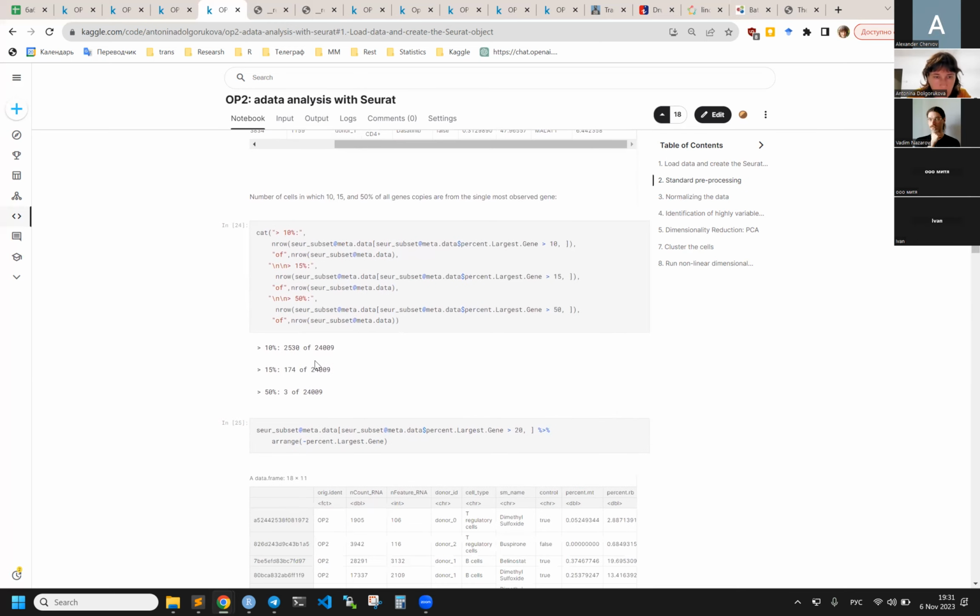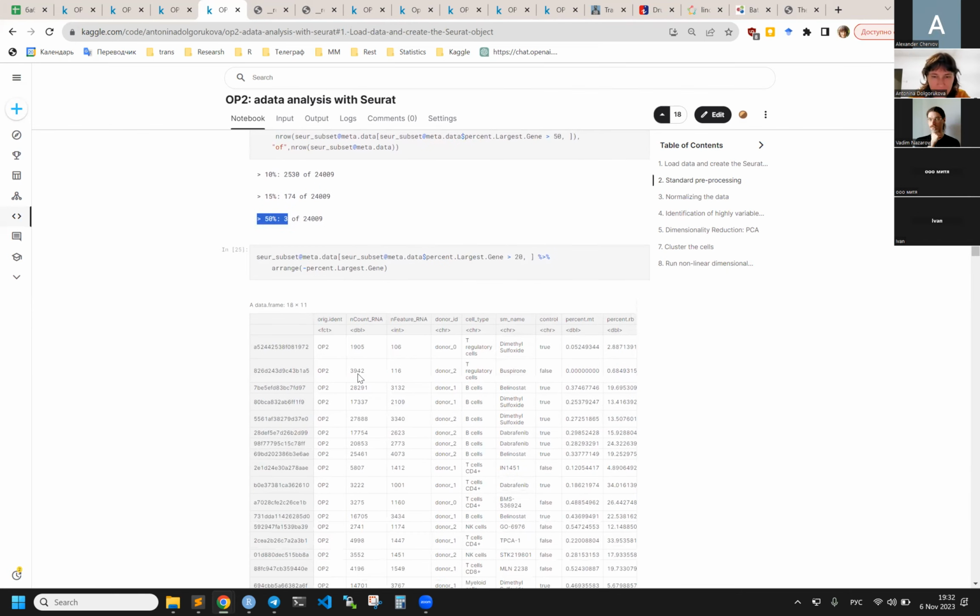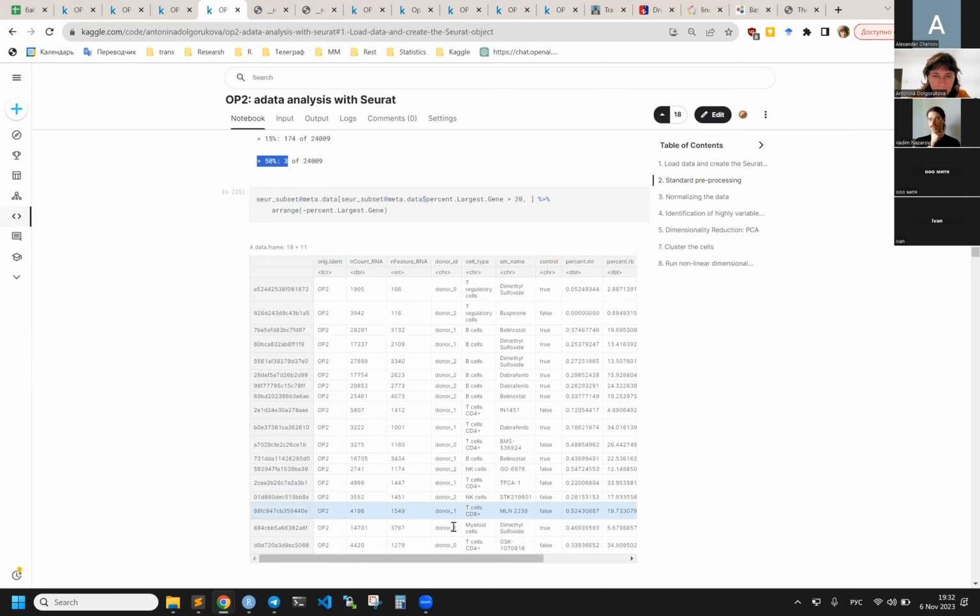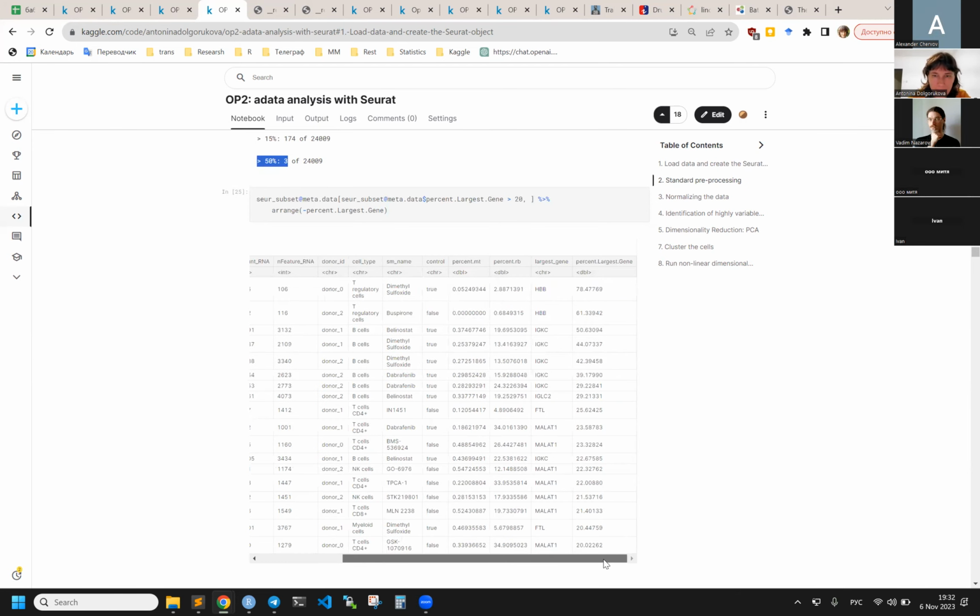And so, where more than 10% of all counts come from one gene, it's in 2,500 cells from our 24,000. And there are also three strange cells, maybe almost dead in our sample, but three is a very low number. Maybe it doesn't mean anything here about the quality.